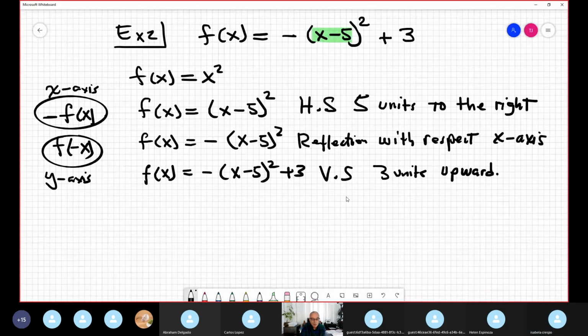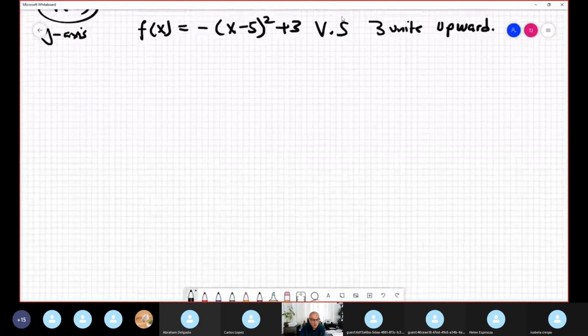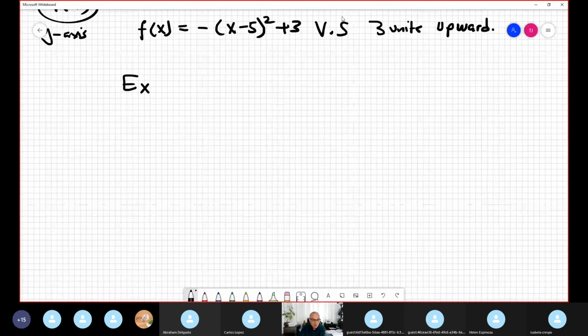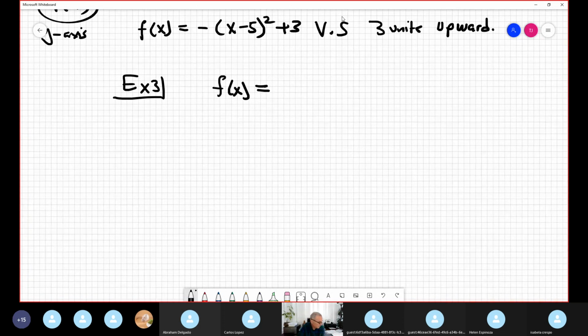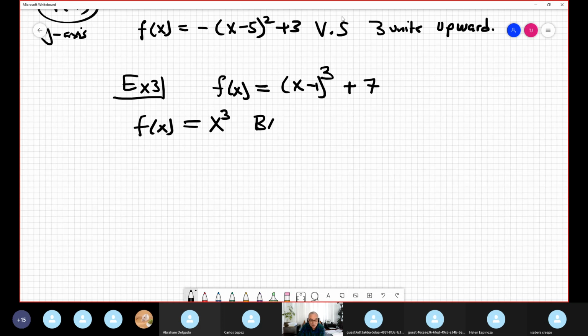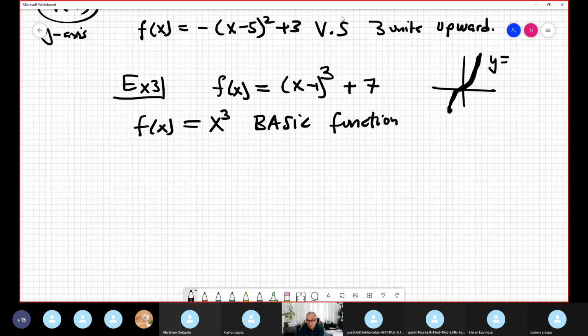Yes. Example 3, that we saw in the animation, was f of x equals x minus 1 cubed plus 7. So we start from our basic function, in this case x cubed. This is our basic function. So I need to know a little bit what it looks like. This is y equals x cubed.